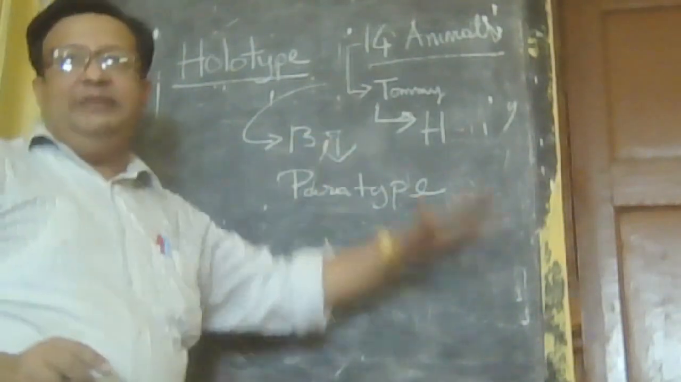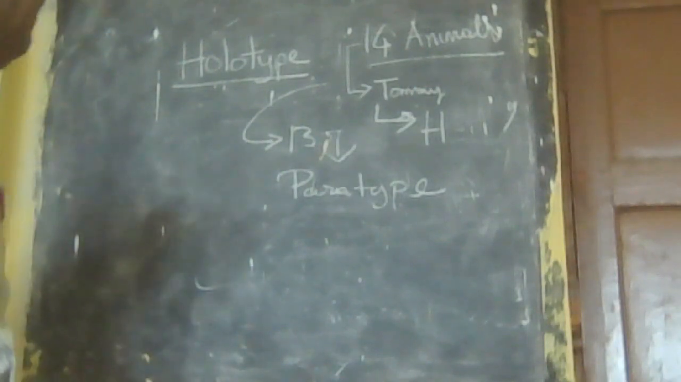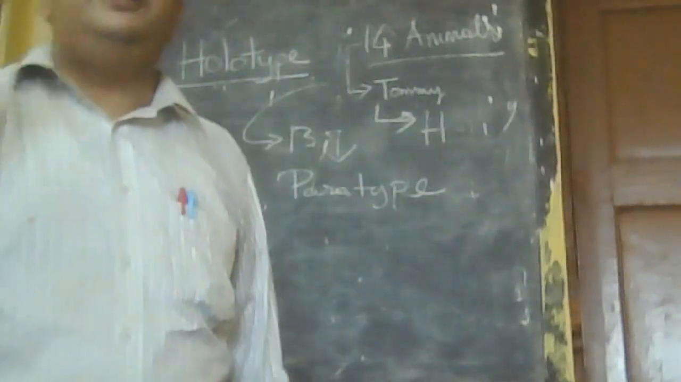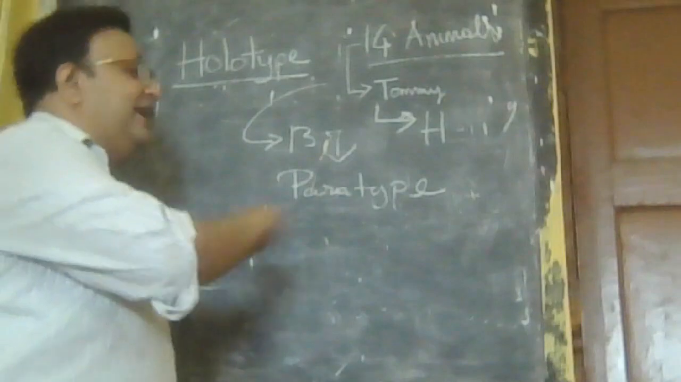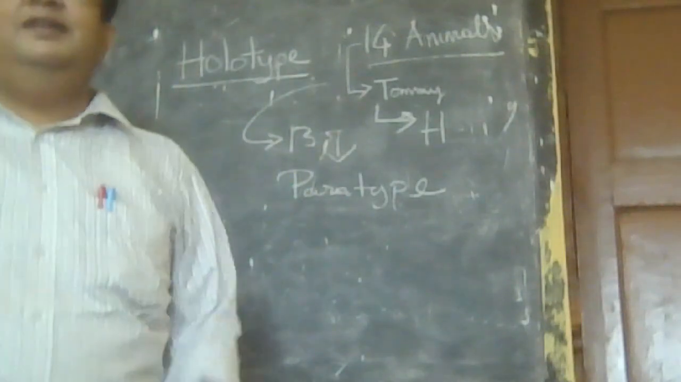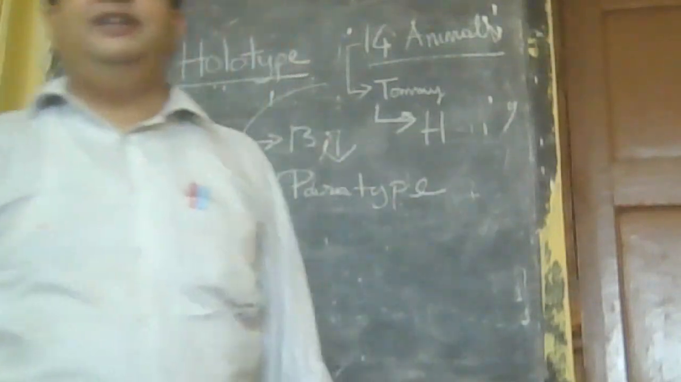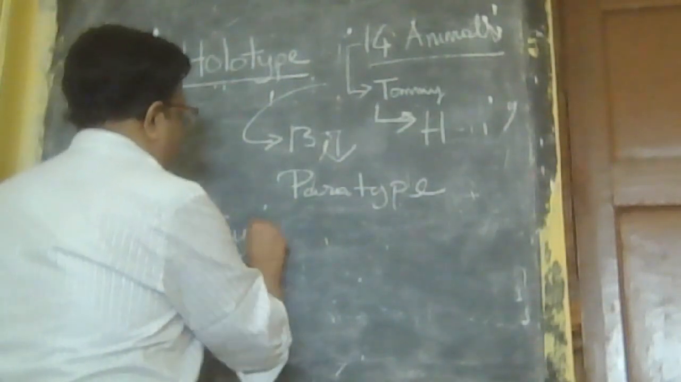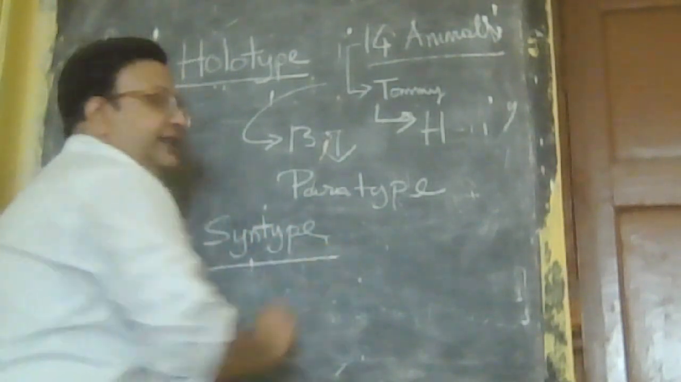So this is Tom, basically Tom. It's the paratype. Now the author has described that Tommy is the holotype and Jimmy and his friends are all paratypes. Now suppose he has forgotten to do that and he's published all the 14 dogs together. Then all of them are known as syntype.